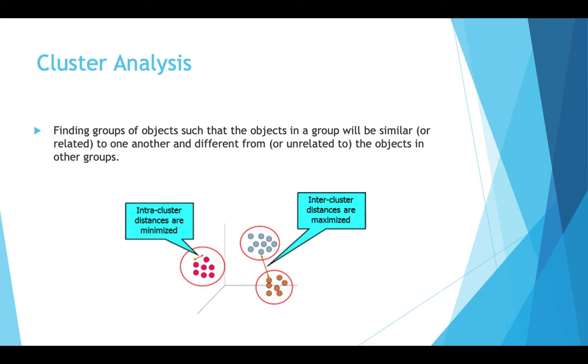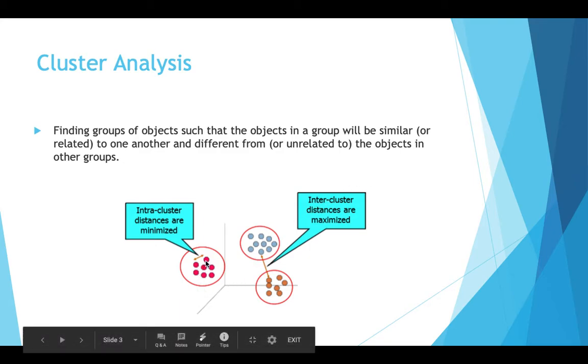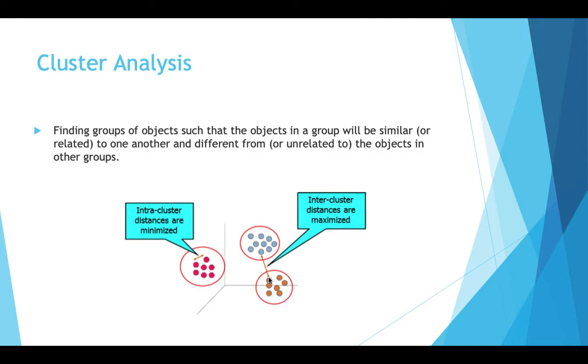So let's talk about cluster analysis first. It is the finding of groups of objects such that the objects in a group will be similar to one another and different from the objects in the other groups. So the basic idea is that the distance between the data points belonging to the same cluster should be minimized and the distance between the data points belonging to different clusters should be maximized, so that we can divide the data points into different groups.